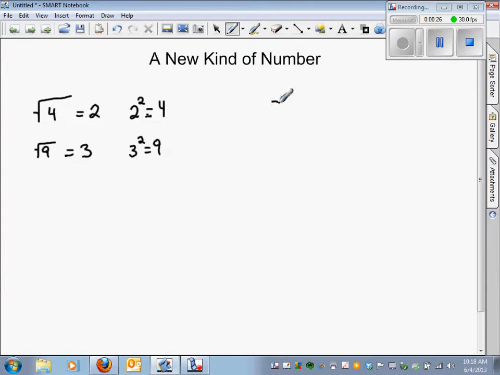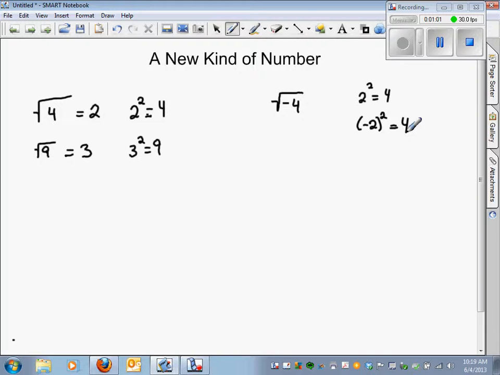What if I were to ask you about the square root of negative 4? Well, here we run into a little bit of a problem, because thinking about what number squares to give us the answer negative 4, well, it's not 2, because 2 squared is positive 4, and it's not negative 2 either, because negative 2 squared is also positive 4. We run into the problem that there is no number that we know of that we can multiply by itself that will give us a negative 4.